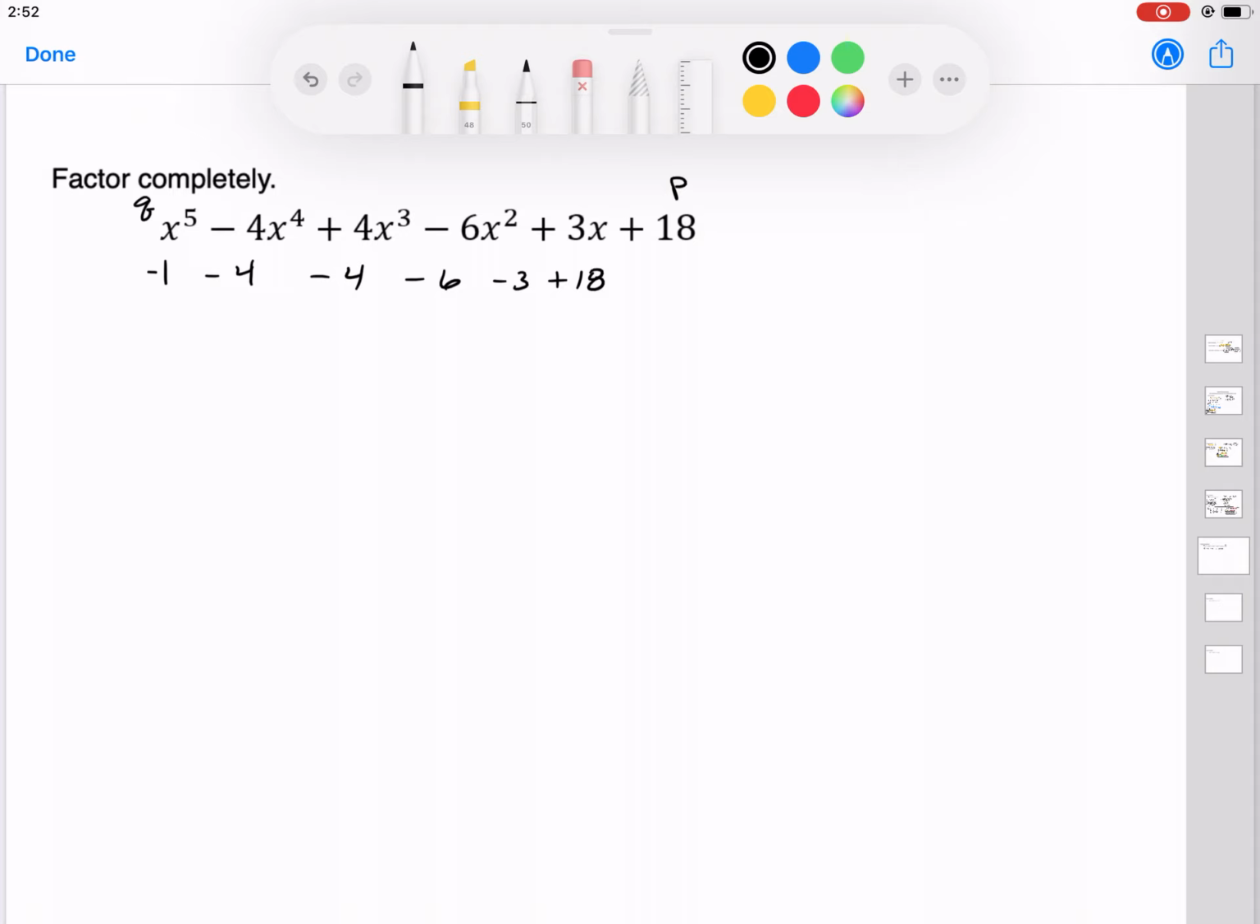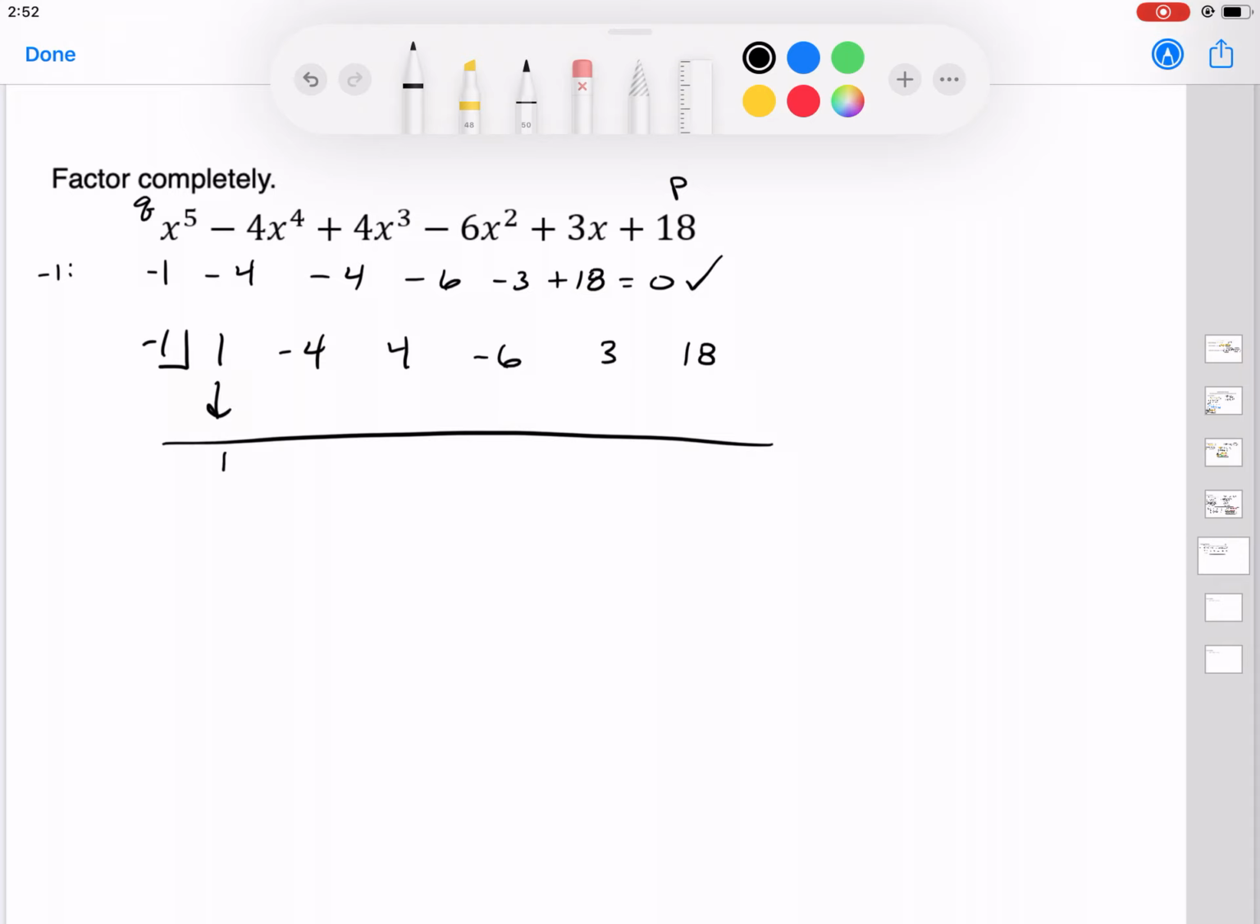Well, -1 minus 4 is -5. That's minus another 4, which is -9. And then we've got -15, and then -18 plus 18 is 0. So we found it right on the first one. So I'm going to do my -1. I've got 1, -4, 4, -6, 3, and 18.